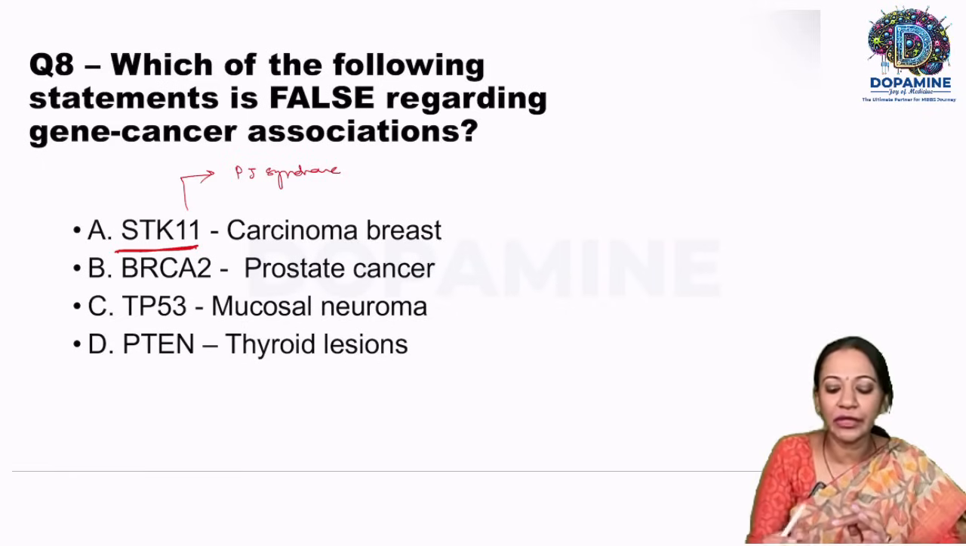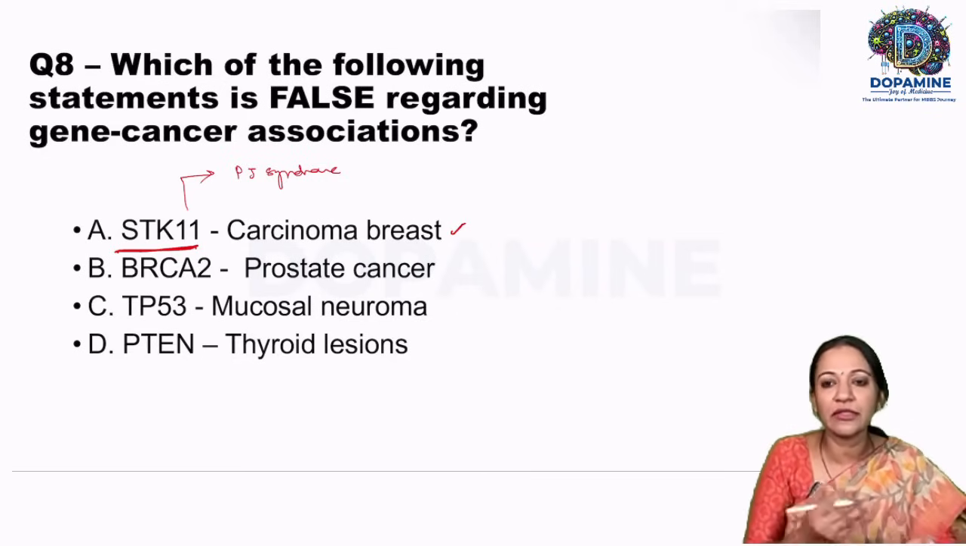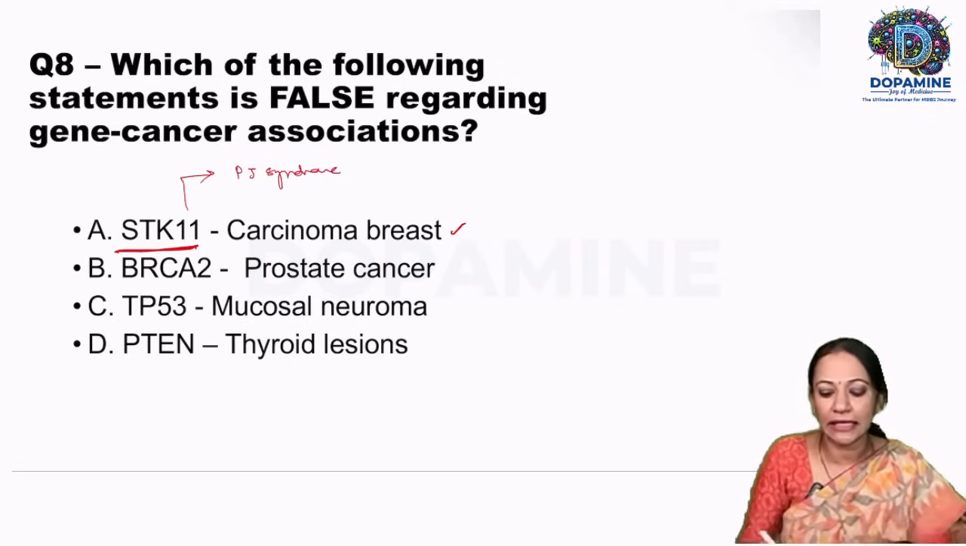So STK11 causing breast cancer, yes, it is possible. Similarly, BRCA1 and BRCA2 in male and female will cause breast cancer. The male counterpart, so prostatic cancer, yes, it is also right.